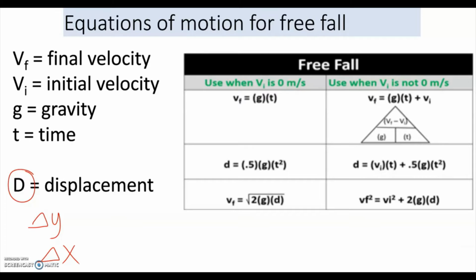So for free fall, because it's all vertical motion, it's going to also be looked at as the change in Y values. So for this table of equations that we have here, you can see that on the left-hand side it says use when the initial velocity, VI, is 0. So this would happen anytime that you drop the object. Anytime it's dropped, the initial velocity is always 0. So it's just the simplified form of the original equation. You'll see that it doesn't have the adding of the initial velocity like over here.